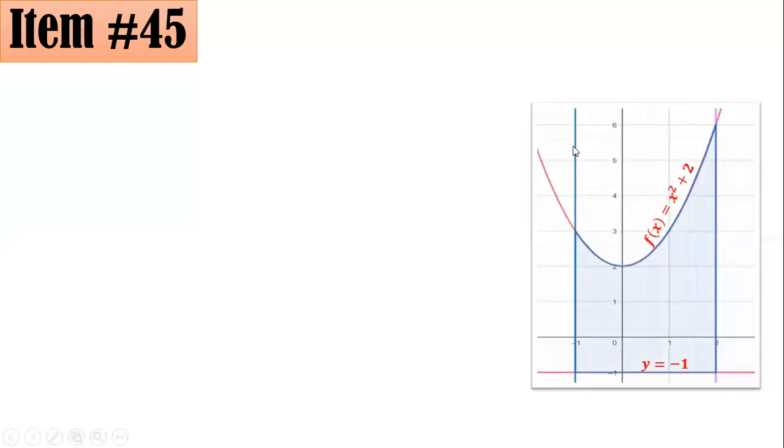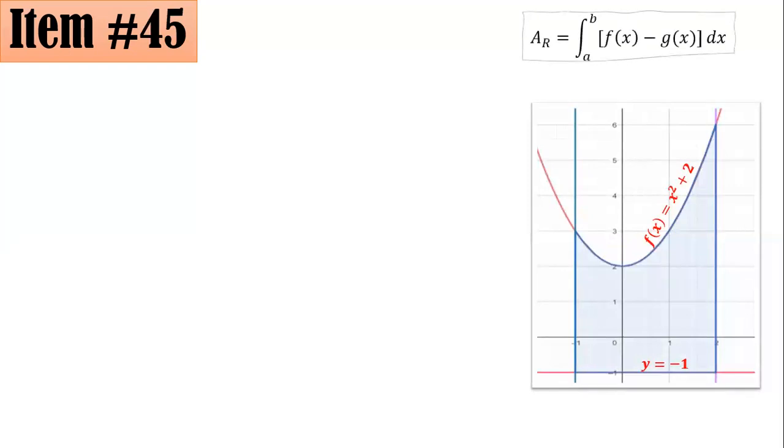This is the vertical line x equals negative 1. This is the vertical line x equals 2. This is the horizontal line y equals negative 1. And this is the parabola, f of x equals x squared plus 2. We could see from here, using again this theorem, that the interval is from negative 1 to 2 because those are the limits for our x.